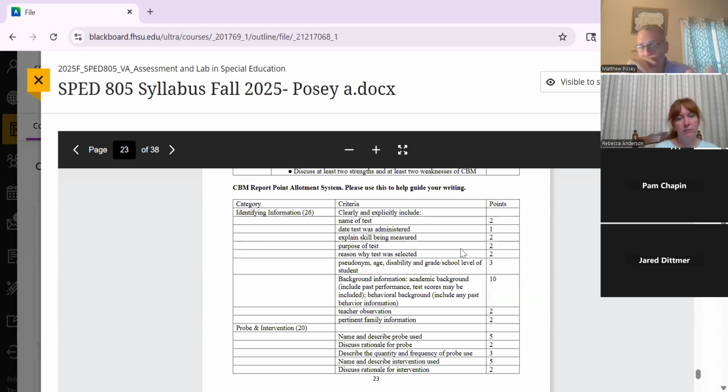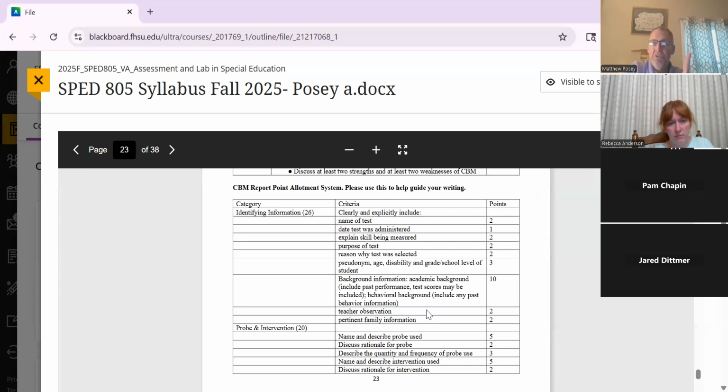Second thing I wanted to do tonight was go over the breakdown of the 2 new sections that we're going to look at. So you have your identifying information. You're already accustomed to doing that in your report. Basic stuff: name of test, dates it was administered, skills, explanation about the student, the pseudonym, disability, grade level, and any background information, teacher observation, family information.